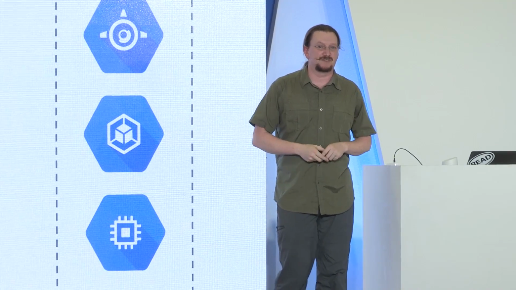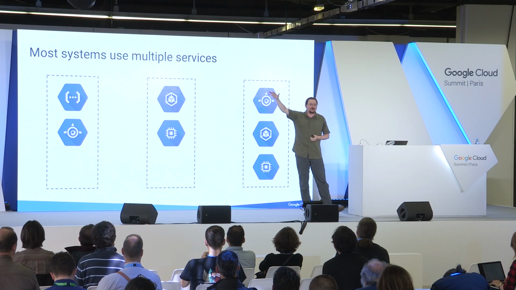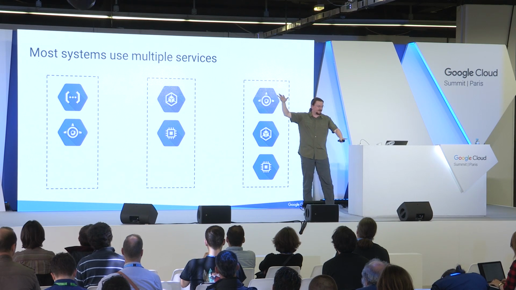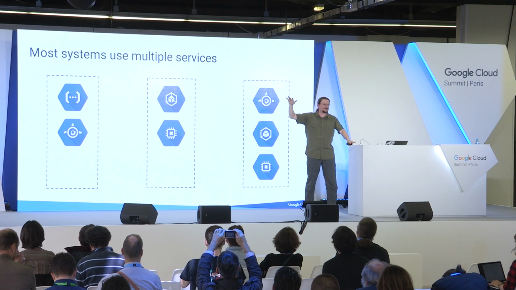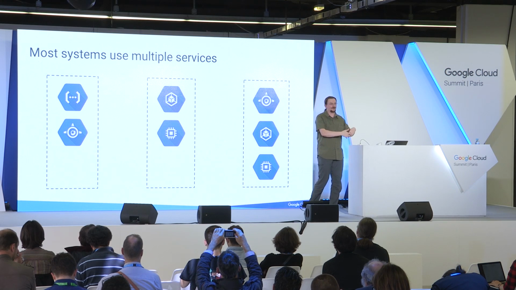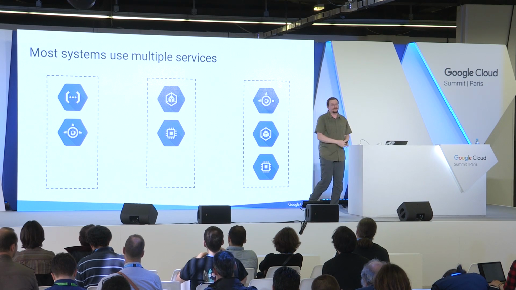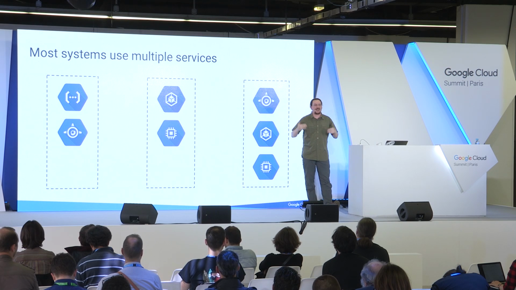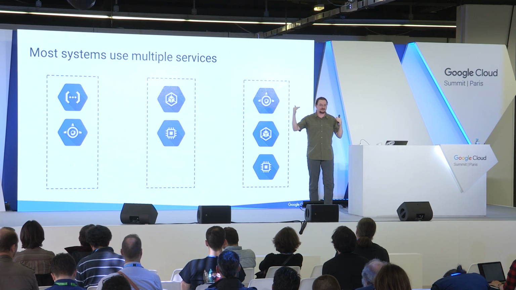Also, most systems that are mature end up using multiple parts of things. You might have an App Engine front end for your web API and some kind of long-running processes, maybe video transcoding or some other work in VMs. So it's very common to have a system that's made up of using these together.